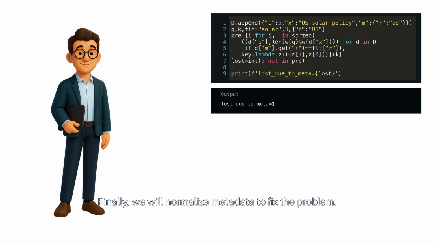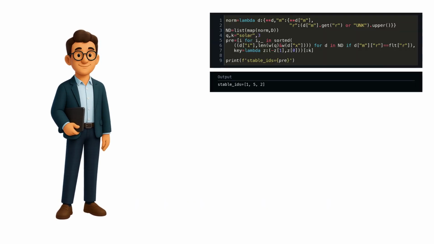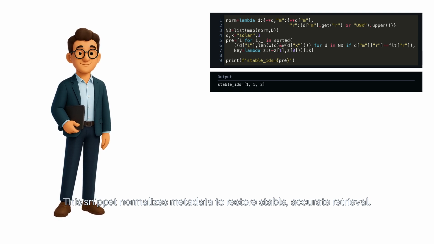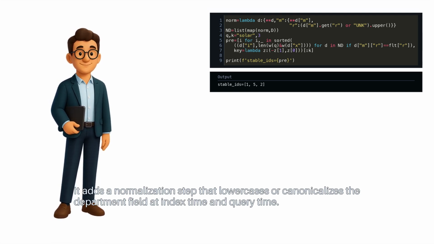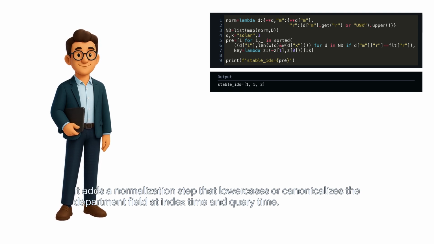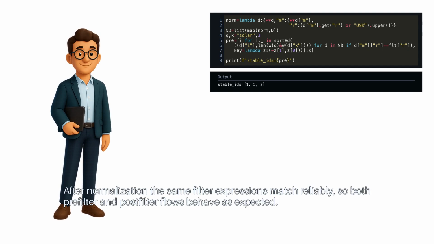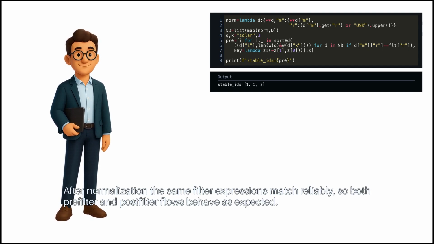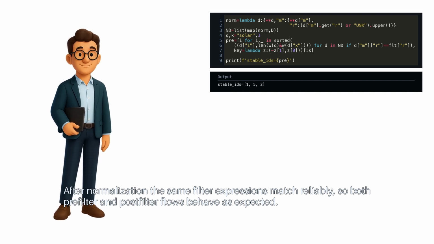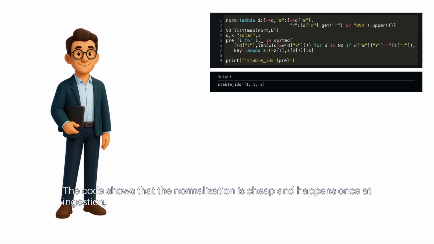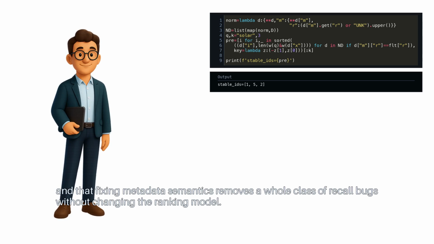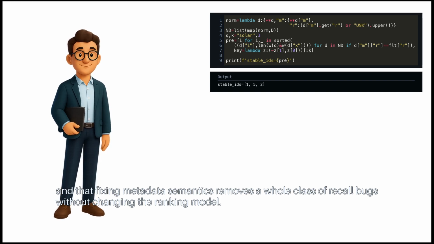Finally, we will normalize metadata to fix the problem. This snippet normalizes metadata to restore stable, accurate retrieval. It adds a normalization step that lowercases or canonicalizes the department field at index time and query time. After normalization, the same filter expressions match reliably, so both pre-filter and post-filter flows behave as expected. The code shows that the normalization is cheap and happens once at ingestion, and that fixing metadata semantics removes a whole class of recall bugs without changing the ranking model.